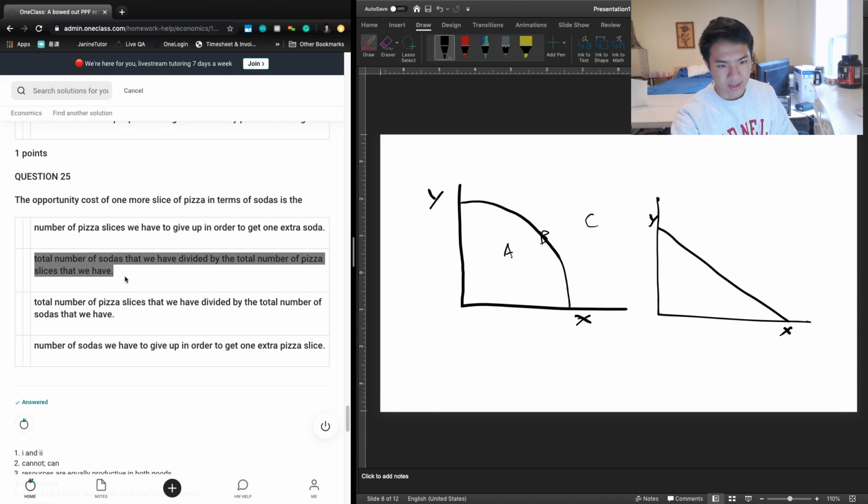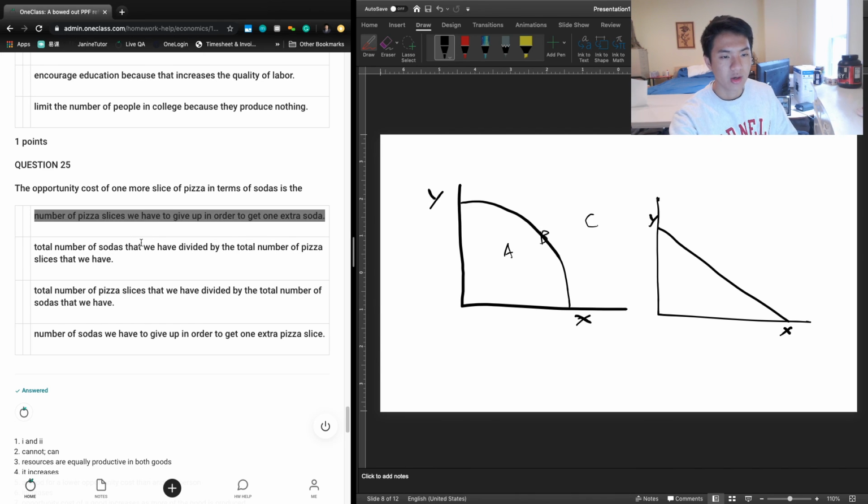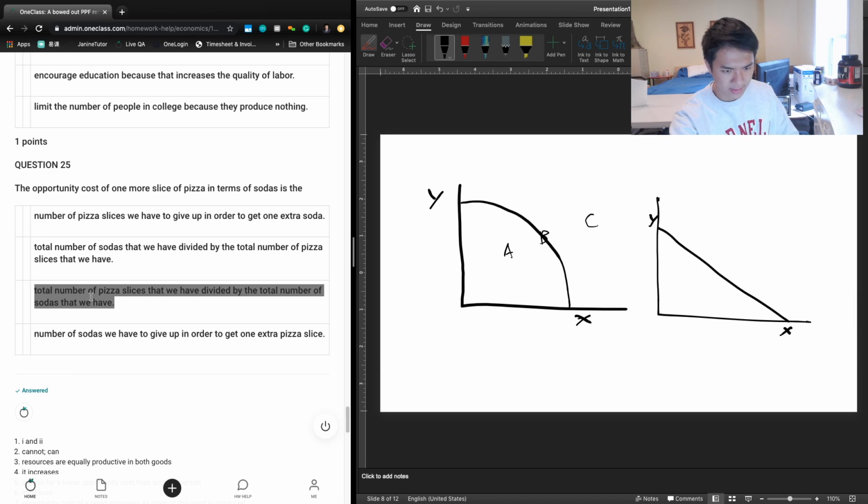Total number of sodas that we have divided by the total number of pizza slices that we have. I'm actually not sure what that ratio would mean from an economic standpoint. I don't think it really means anything, but it's definitely not opportunity cost. And so, again, we are talking about the same idea of giving up something in order to get something else. But again, we want a different relationship than one given in A, but it's definitely not B. C says total number of pizza slices that we have divided by the total number of sodas that we have. Again, that's not the correct answer. I'm not really sure what that ratio would tell us.